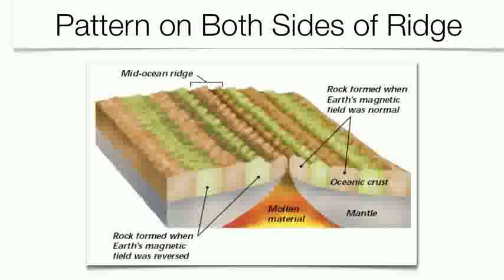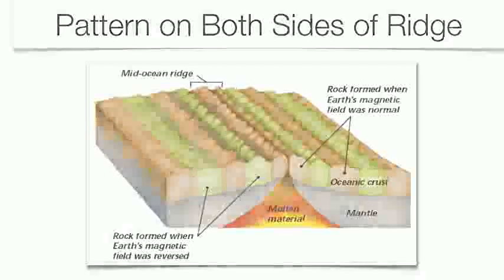So what you want to look for is the pattern on both sides of the ridge. You notice right at the mid-ocean ridge, you have normal magnetic field. And as you go east or as you go west, it alternates in different zones. So it's going to go normal, reverse, normal, reverse, normal in both directions from the ridge. And that's going to indicate that as our seafloor spreads, the new magma coming up is going to lock in the polarity at that time. Sometimes it's normal, sometimes it's reversed.